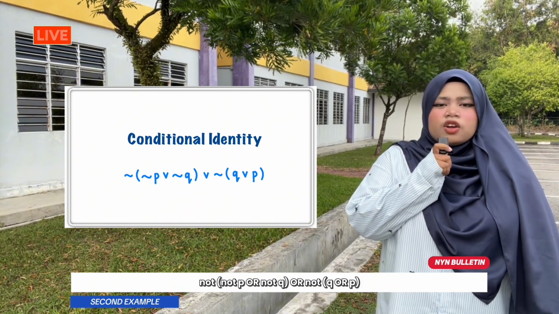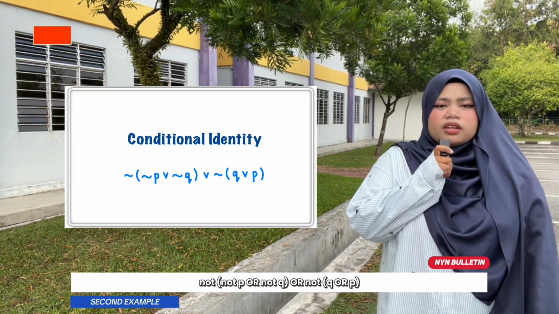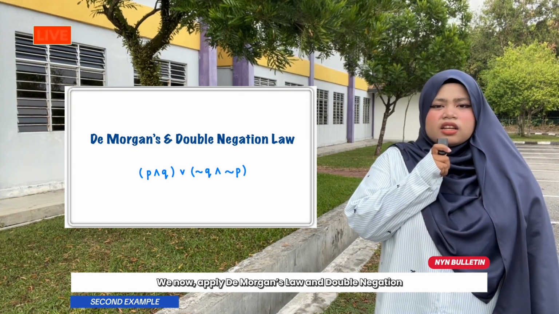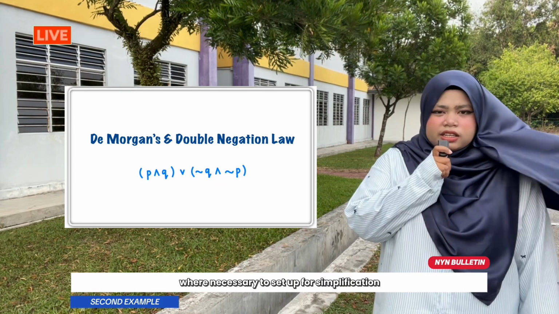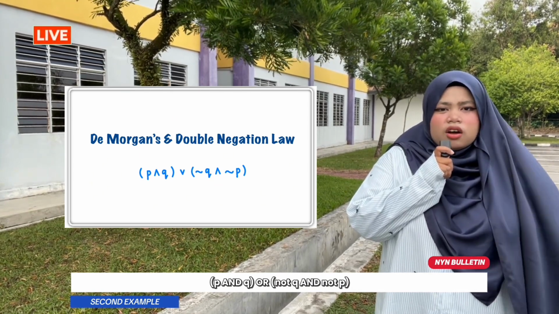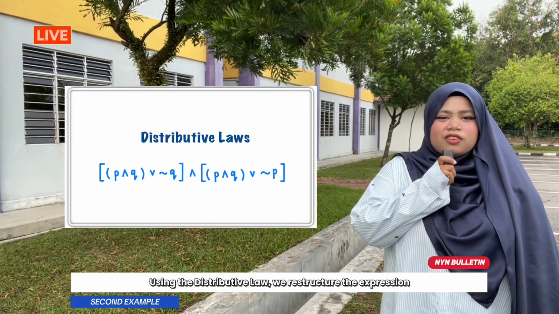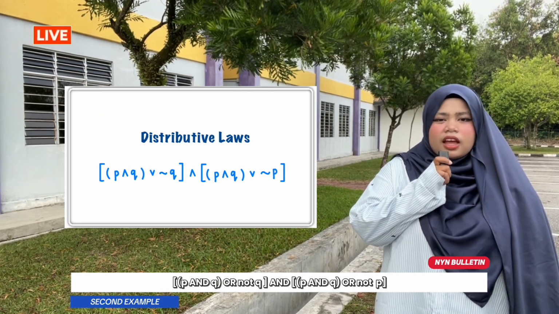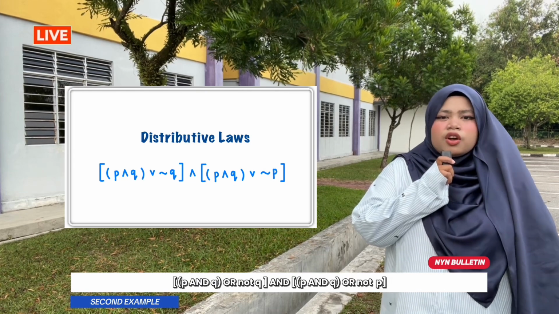Not (not P or not Q) or not (Q or P). We now apply De Morgan's law and double negation where necessary to set up for simplification: (P and Q) or (not Q and not P). Using the distributive law, we restructure the expression: (P and Q or not Q) and (P and Q or not P).